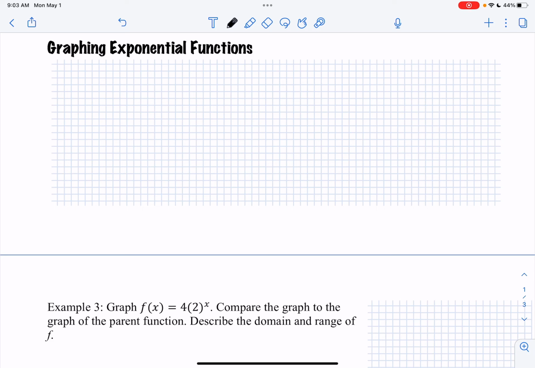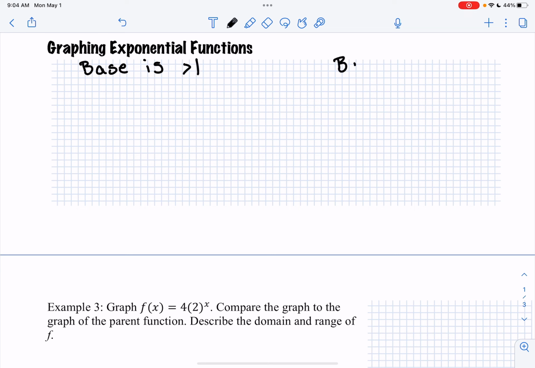Okay, 6.3, part 2. Today we're going to be looking at the graphs of these exponential functions. The graphs of these exponential functions can be divided into two parts. One, with the base of your exponent, when the base is greater than 1. There's a greater than symbol.